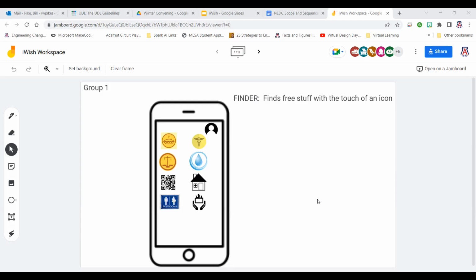All right, awesome. Like it. Yeah, I like it too. Just out of curiosity, what was the QR code symbol for again? The QR. Sorry, someone's trying to call me.